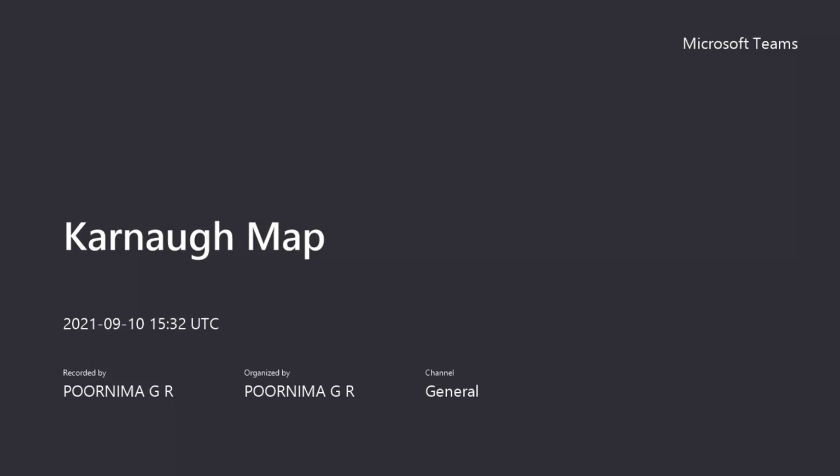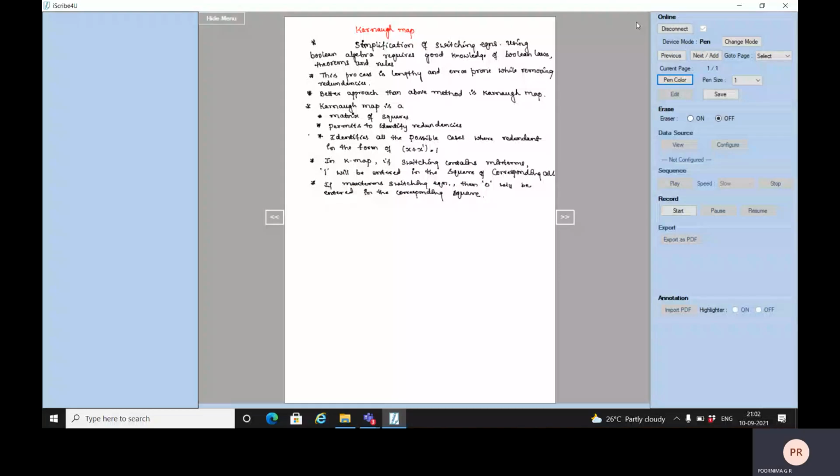Morning. So in this class, let us learn what a K-map or Karnaugh map is, how this K-map is constructed, and then, using this K-map, how the redundancies in the switching equation can be removed.